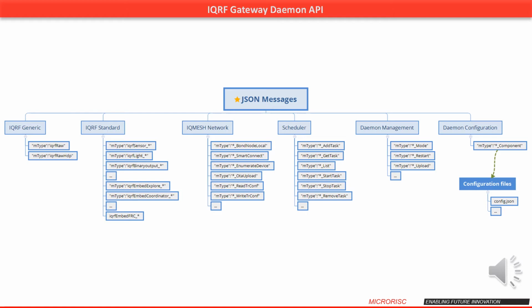Another category offered by the application interface is Iqmesh Services. These services are responsible for creation of the Iqrf network, and they are required for the installation of an Iqrf network. The application interface can also be used to directly control the scheduler component. This allows setting up regular readings from the Iqmesh network. There are also additional services in the application interface for managing and configuring the Iqrf Gateway Daemon itself.